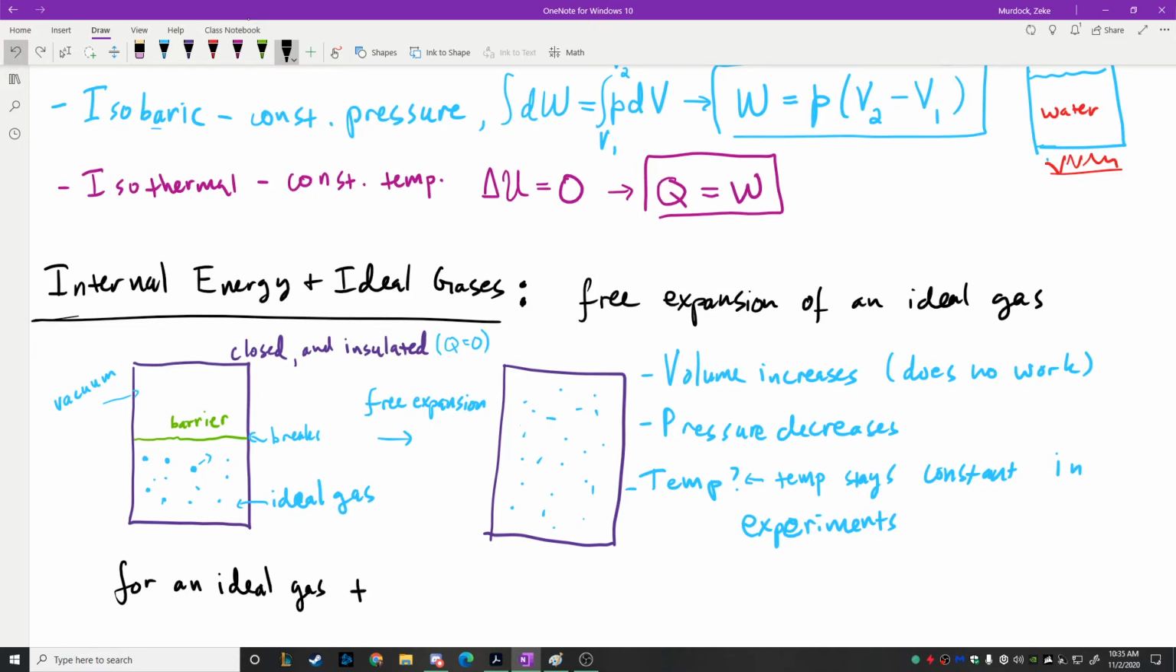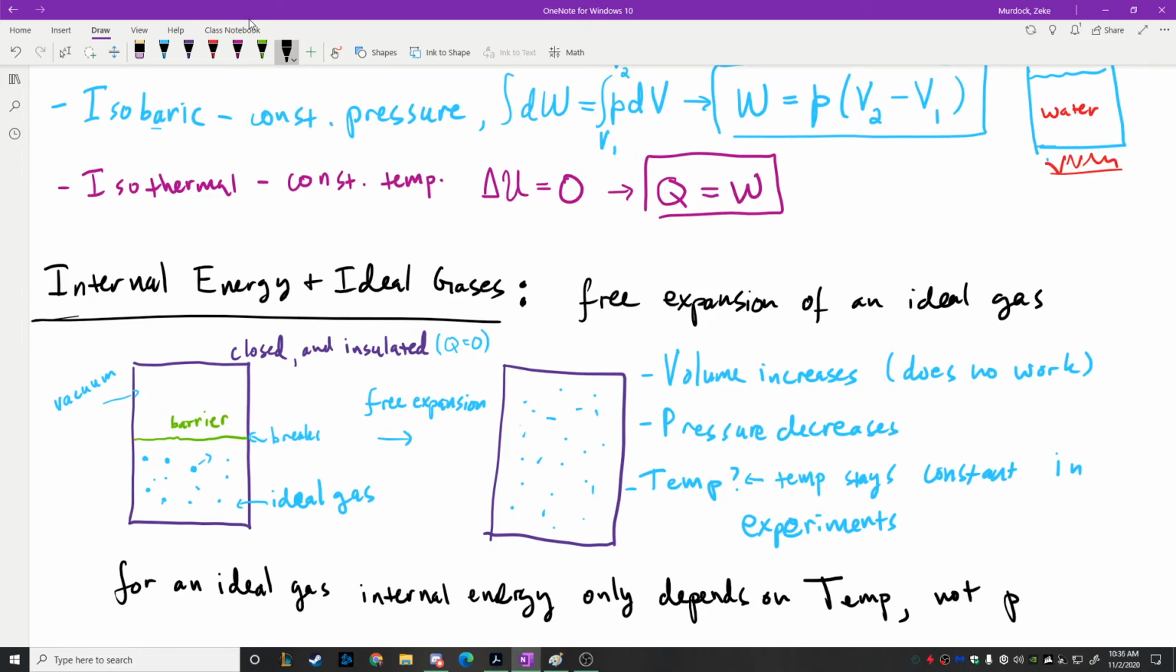I want to say it the right way. For an ideal gas, the internal energy only depends on temperature. Not pressure or volume. It only depends on temperature. We can think of this as like a, I don't know if calling it a postulate is the right thing to say. It's not an assumption. It's something that's experimentally verified.